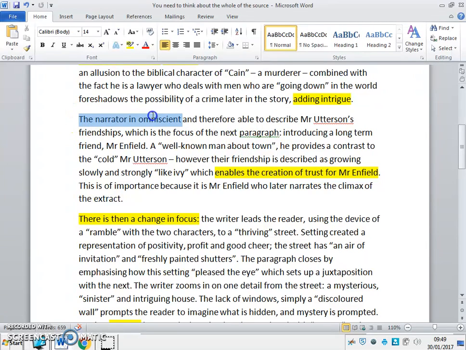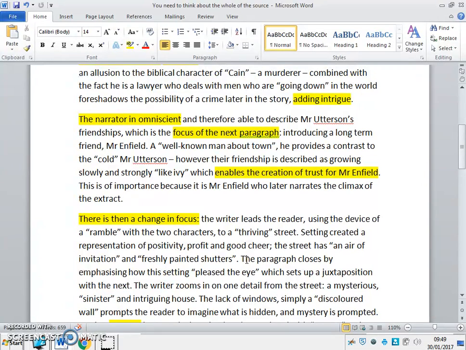The narrator is omniscient, okay? Revise the different types of narrator. Omniscient is a narrator who can see everything. They're basically the writer and they've made it up. The narrator is omniscient and therefore able to describe Mr. Utterson's friendships, which is the focus of the next paragraph. That's my other tip. Every paragraph, say what the focus is.